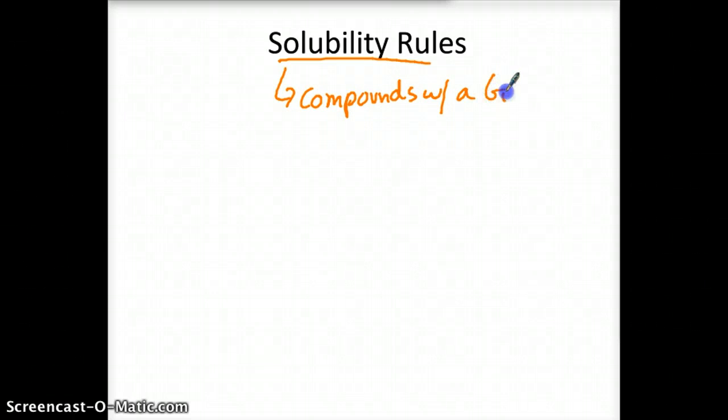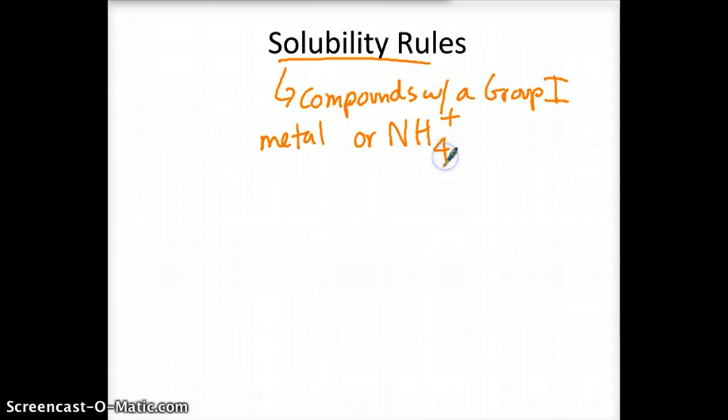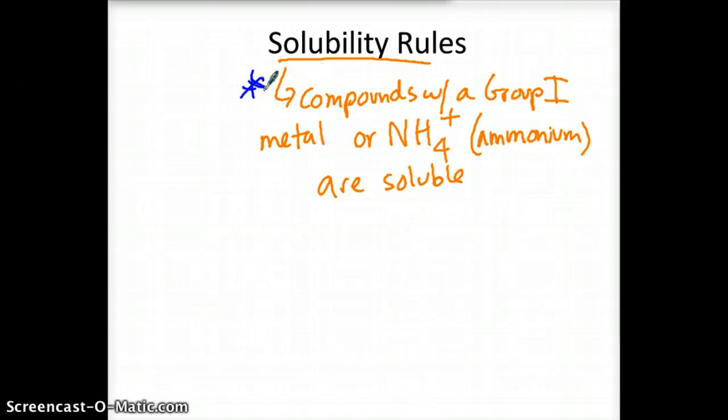Compounds with a group 1 metal or ammonium, NH4 plus, are soluble. This is something you have to have memorized. It's called the ammonium ion. So, what does that mean? Well, first of all, this must be memorized. Anything with a group 1 metal or NH4 is soluble.